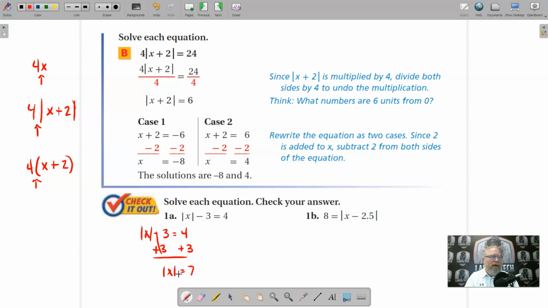Now I'm going to take away the absolute value brackets and just consider x, and then the negative version of it, negative 7, and also the positive version of it, positive 7. So my two solutions are negative 7 and positive 7.